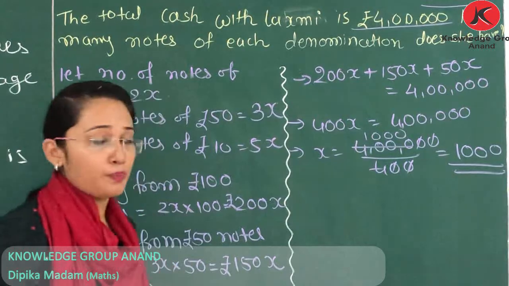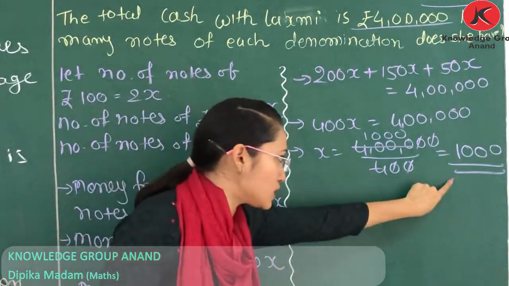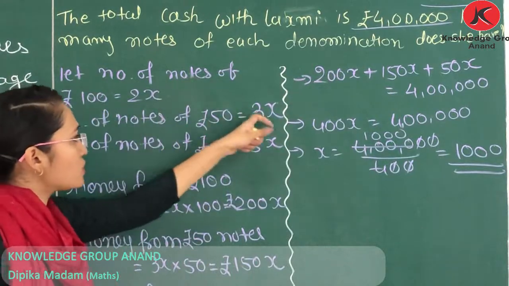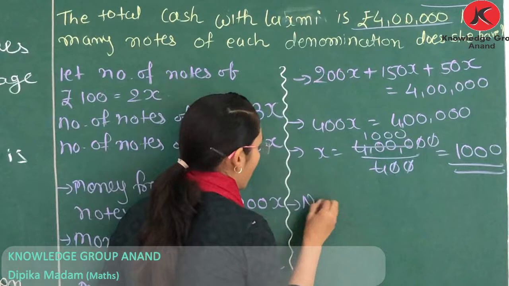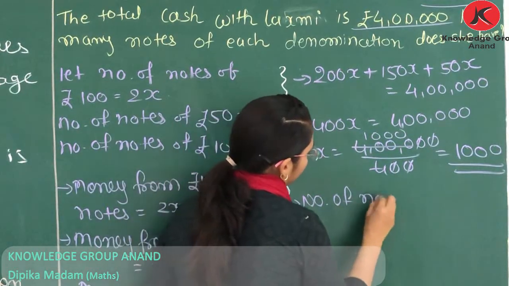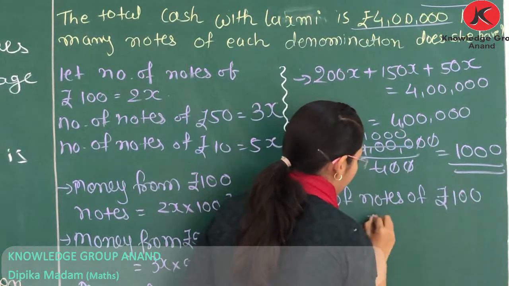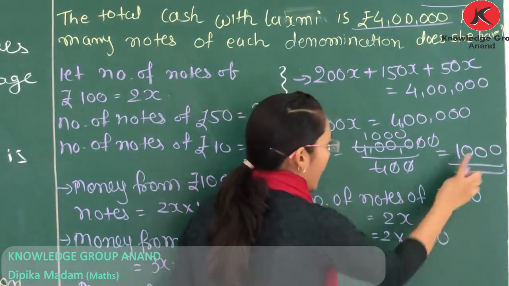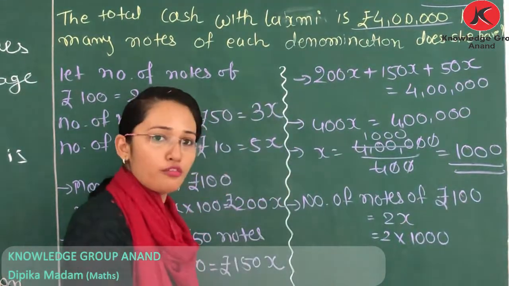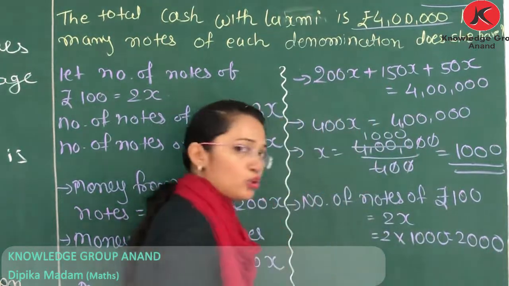1000. Okay. Now we need to find the number of notes of 100. Means write this value into 2x, 3x and 5x. These are the number of notes. So we can write number of notes of rupees 100, that is 2x. 2 multiplied by 1000. x is 1000, so we write the value of x as 1000. So how many notes of 100? 2000.